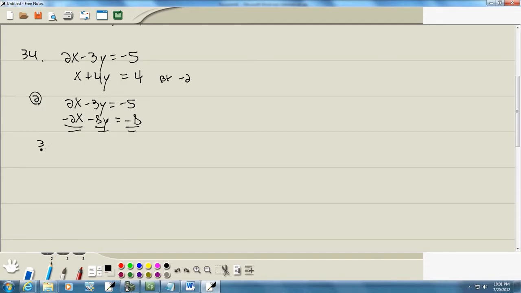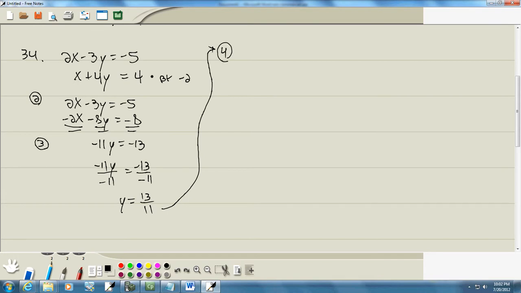So step 3, add the equations together and solve for the remaining variable. When you add them together, if they're additive inverses, then that variable disappears completely. 2x minus 2x drops away. Negative 3y, negative 8y is negative 11y. And negative 5, negative 8 gives us negative 13, I believe. And solve for the remaining variable. So we'll divide both sides by negative 11. And we get y is equal to 13 over 11.